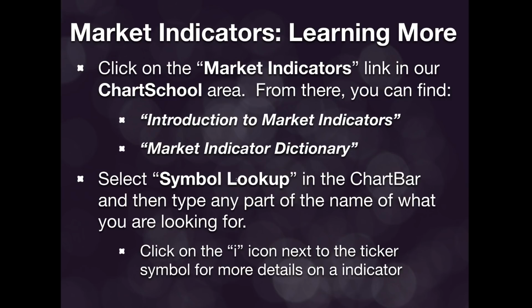Secondarily, you can click on the symbol lookup option that's part of the chart bar. That bar at the top of all of our pages, if you drop down the drop-down there, symbol lookup is one of the choices, and then type any part of the name which you're interested in, such as new highs, new lows, or bullish percent, or something like that. You'll get back a list of all the symbols we have for that. And by the way, in that list, there's an eye with a circle around it, a little eye icon. Click on that and you'll get a whole lot more details on that particular indicator.